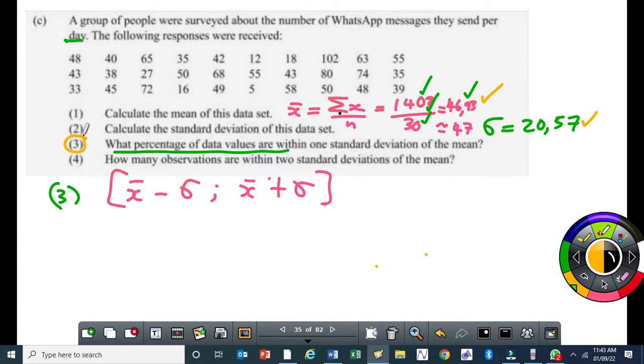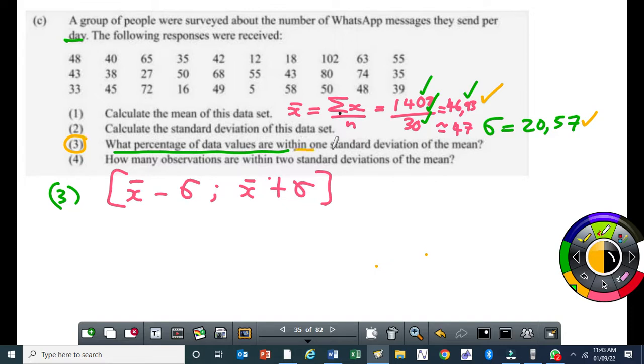Now it's very important to know that the mean is our point of reference. Okay? The mean is our point of reference. So the next question says, what percentage of data values are within one standard deviation of the mean?